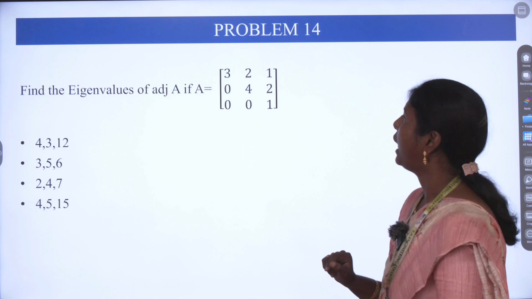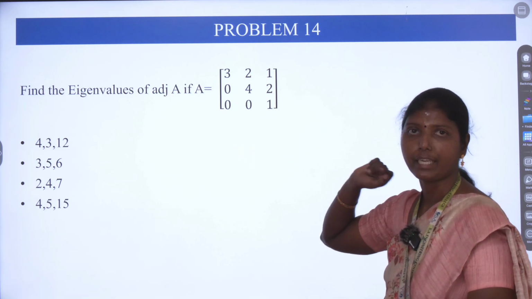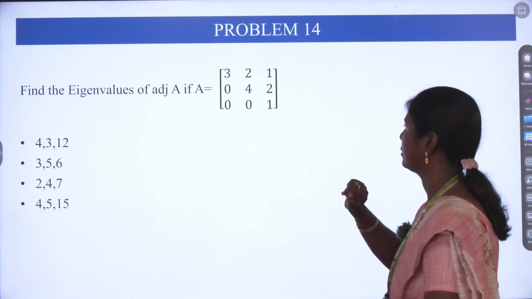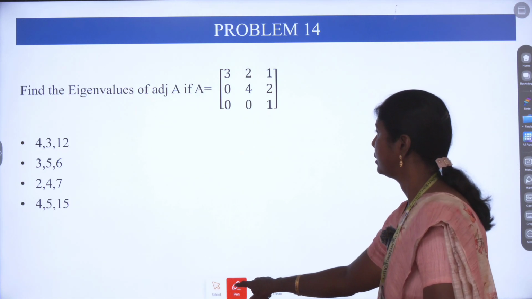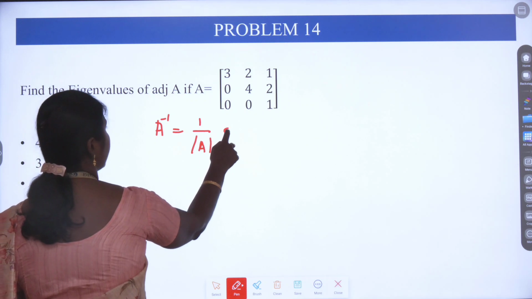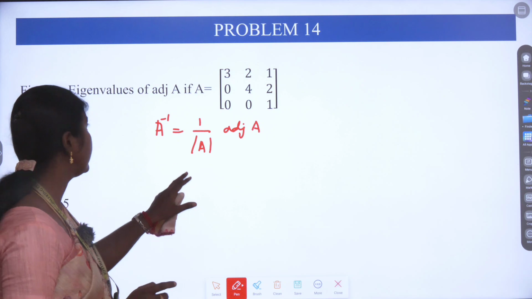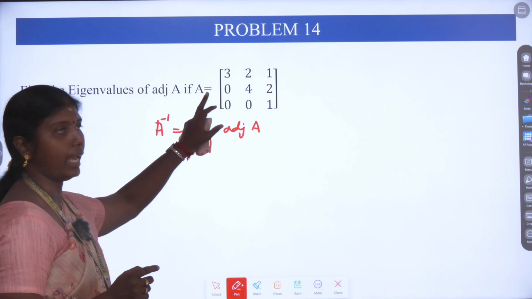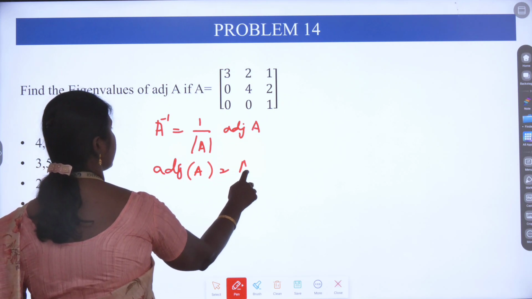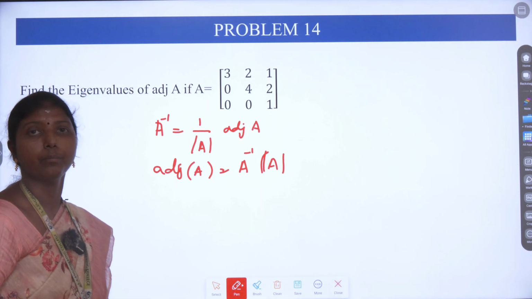So next, find the eigenvalues of the adjoint of the matrix A if A equal to the matrix given. So we need to find the adjoint of the matrix. We know A inverse equal to 1 by determinant of A into adjoint of A. So this is your formula. Using this formula, we are going to find the eigenvalues of the adjoint of A. So adjoint of A can be written as A inverse into determinant of A.